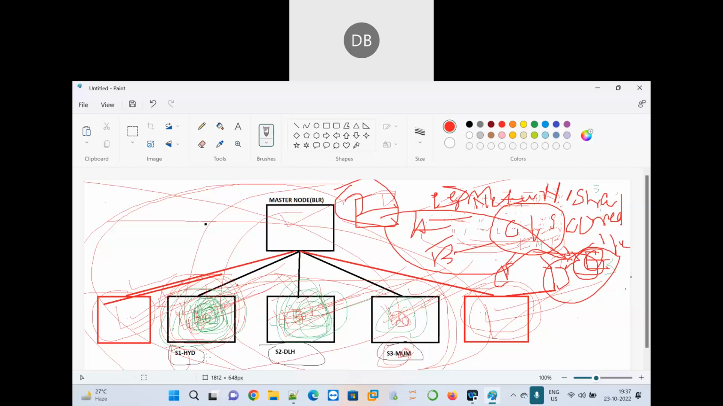Okay. So in this what happened? This node does not directly talk with another node. The S1 machine never speaks with the S2 machine. Likewise, the S2 machine never speaks with the S3 machine. Everyone does their job and reports to the manager only. Okay. That means the master node.